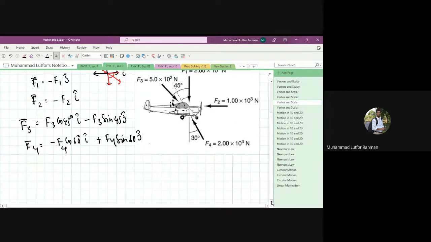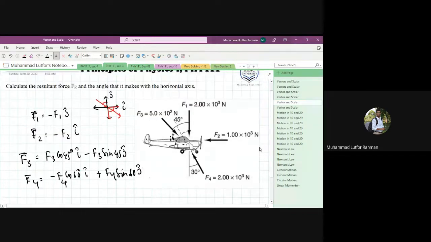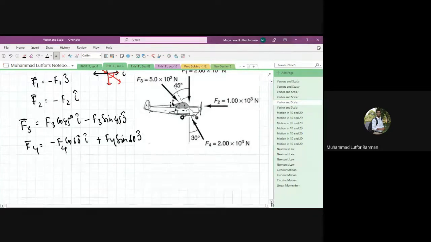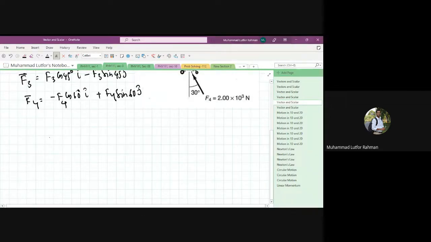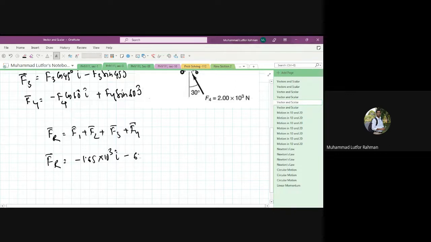And I know the values of f1, f2, f3, f4, which they have given over here, the magnitudes. Then if I plug in these values over here, say the resultant force Fr, it will be the sum of the vectors f1 plus f2 plus f3 plus f4. And if you plug in all the values into that equation, you will find the resultant Fr. I just jump one line, you guys can do it by yourself. Just plug in the values. You will find this would be 1.65 into 10 to the power 3 i hat minus 6.21 into 10 to the power 2 j hat.